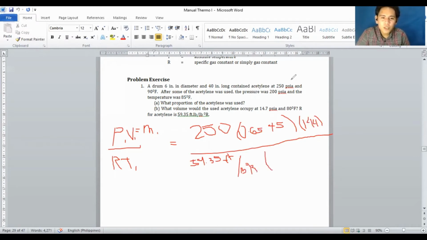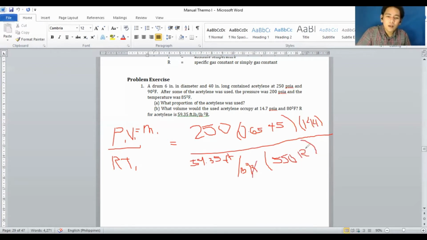Your temperature T1 is 90 degrees Fahrenheit, but this is not in Rankine. So the absolute temperature in the English system is Rankine. Our conversion for Fahrenheit to Rankine is plus 460. So 90 plus 460 is equal to 550. So therefore, you have 550 degrees Rankine.